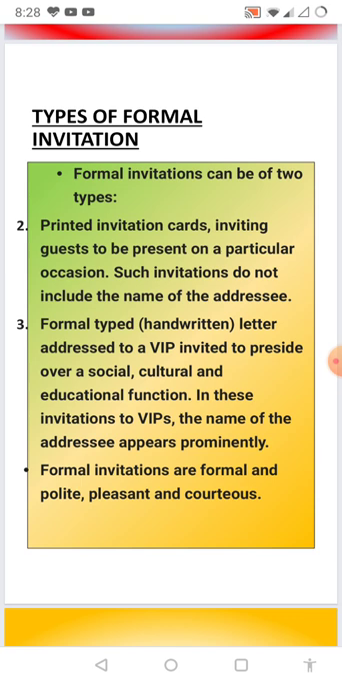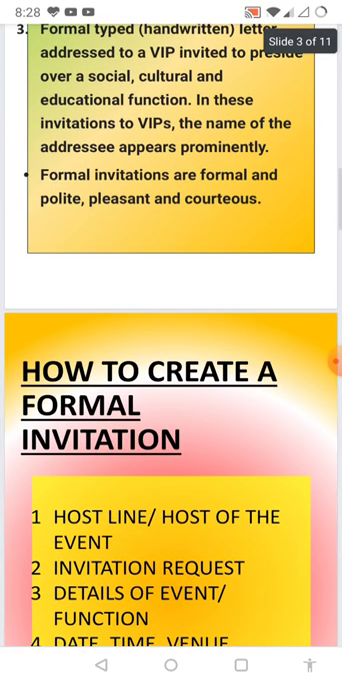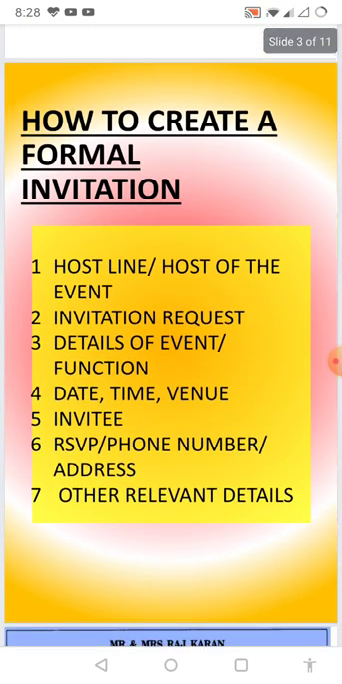Formal invitations are formal and polite, pleasant and courteous. So the language should be very polite, formal, pleasant, courteous. This way we write a formal letter. It's the same as when we write any formal letter: we write to the point, our tone should be very polite, and it should be written in a formal way. In the same way we write a formal invitation also. I'll show you how to write it. First keep in mind what are the things we have to write when we invite someone.